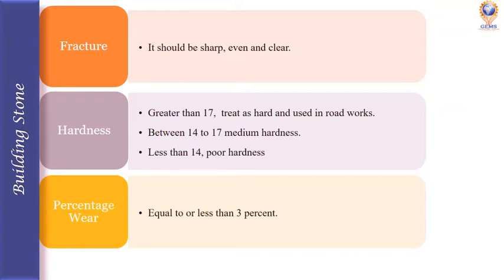Next is hardness. If the hardness of the stone is greater than 17, it is treated as hard, and it will be used in roadworks. Between 14 to 17, it is medium hardness. Less than 14, it is poor hardness. So less than 14, we won't use in the building structures. Okay. Then percentage of wear. For a good building stone, the percentage of wear should be equal to or less than 3%.